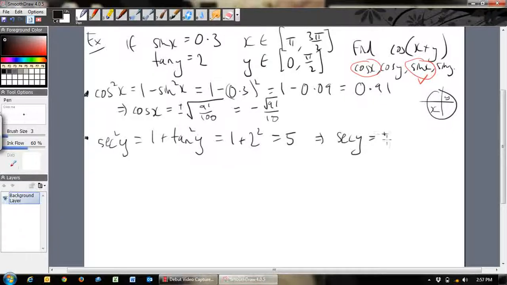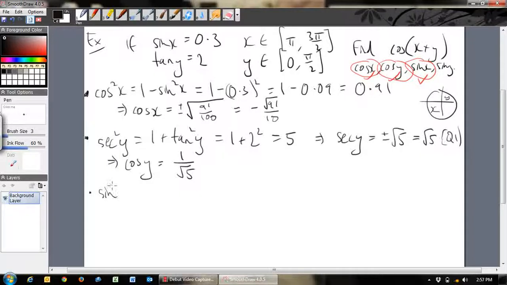Therefore, sec y is equal to plus or minus square root of 5, and remember sec is cos upside down. We're in the first quadrant, where cos is positive, so sec y is the square root of 5. Therefore cos y is just that upside down, 1 on root 5, and positive as well. That's another tick, we know cos y, and we just need to find sine y as well.